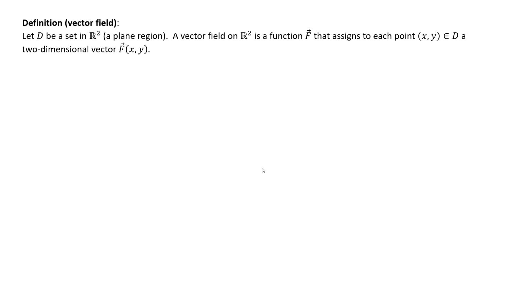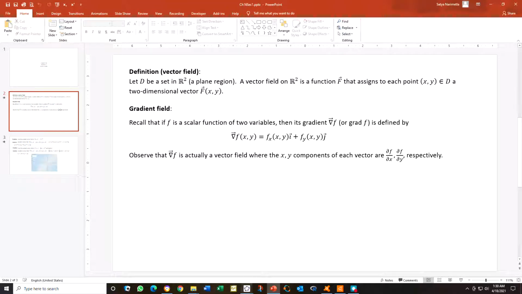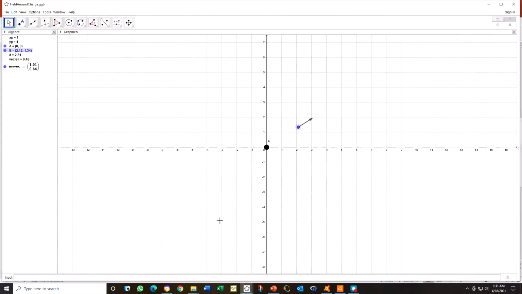A vector field on R2 is nothing but a function F, but notice you have to call it a vector. A vector field is a function F that assigns to each point (x, y) in the domain a two-dimensional vector F(x, y). If you take a certain point (x, y), at that point there is a vector. So I figured the best way to talk about this is to go to GeoGebra and show you a few different scenarios.